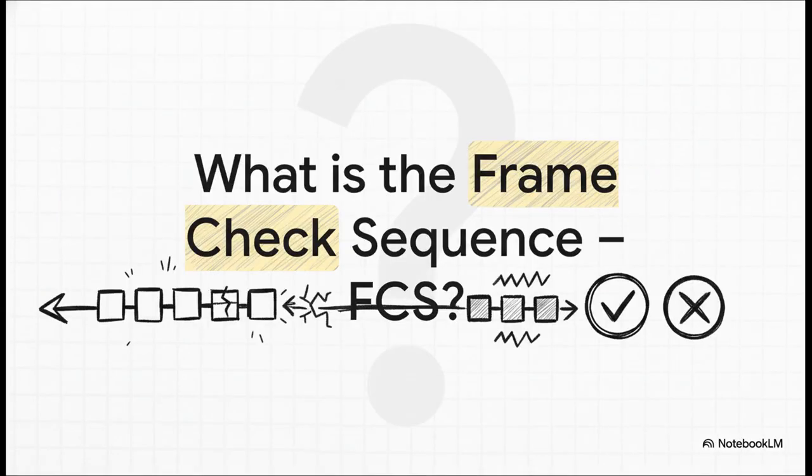All right, first question. Let's talk about trust. You send a file, a photo, any kind of message. How do you know it arrived exactly as you sent it, without a single bit getting messed up along the way? That's where this thing called the frame check sequence, or FCS, comes in.